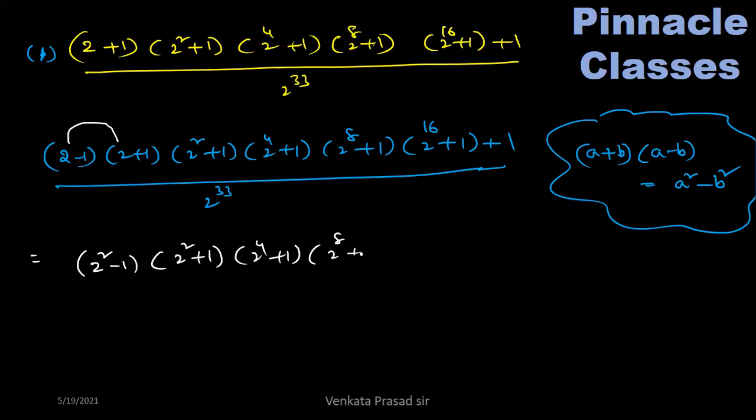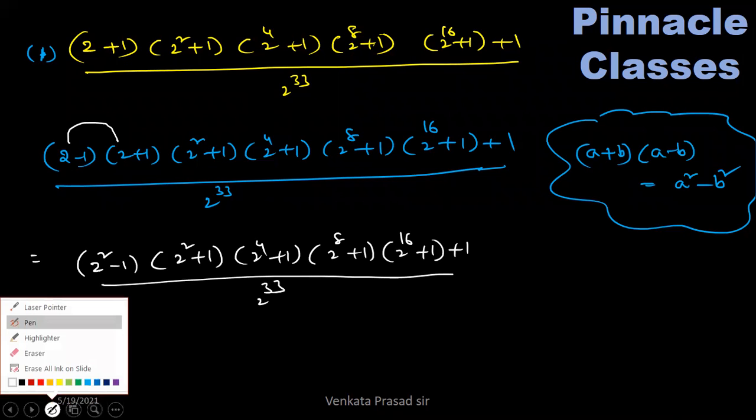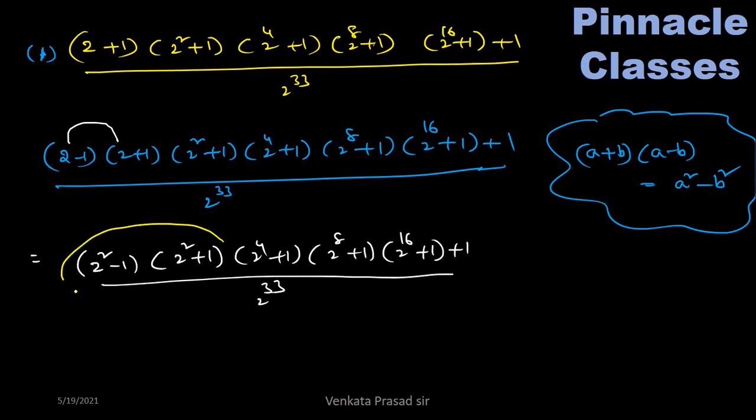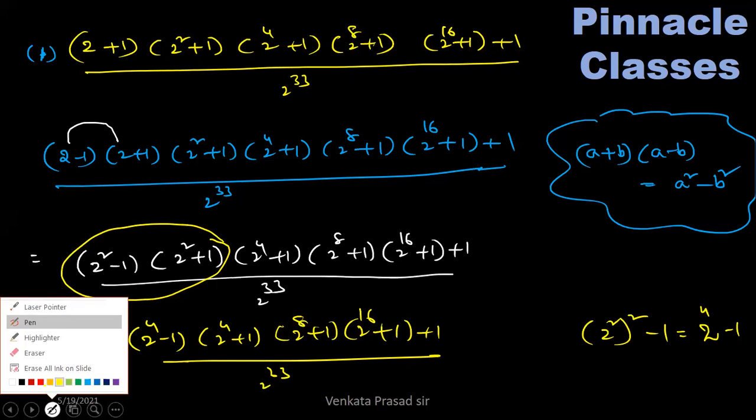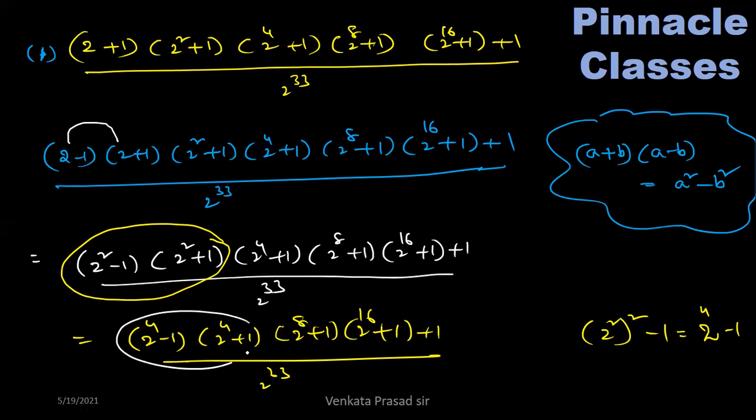Then 2^8 plus 1, 2^16 plus 1, again divided by 2^33. How to write this again? (a+b)(a-b), that is (2^2)^2 minus 1, that is 2^4 minus 1. Continuing this process, what result is coming? See carefully. So this one is 2^8 minus 1.